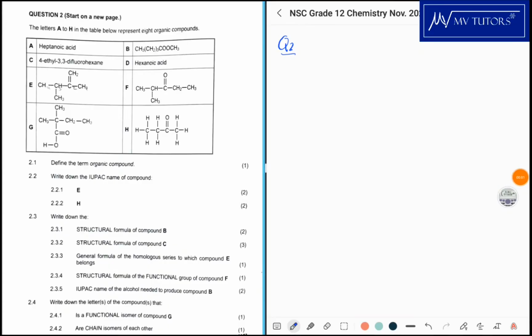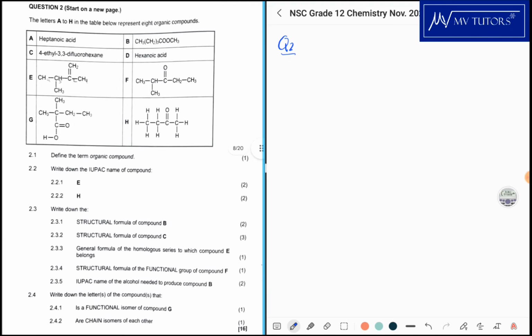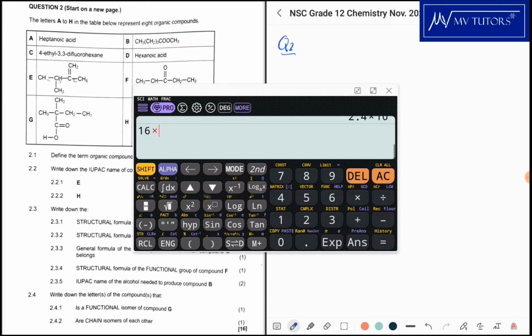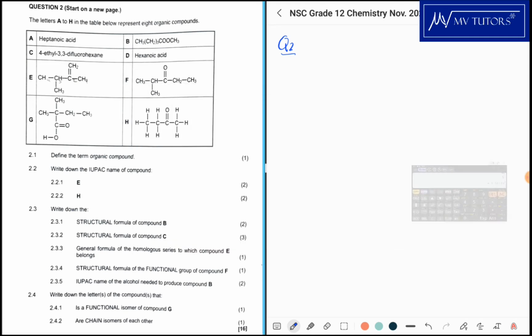Question 2. So we are busy with organic chemistry. And the letters A to H in the table below represent 8 organic compounds. All right, so you know me, I like doing this question differently. This time it's not worth a lot of marks. It's just 16 marks. So I'm going to go through A to H and see if I can simplify the information for myself so that this question goes by quickly. So this is 16 marks. So how much time should I be spending on it? 19 minutes. Let's see if we can do it in 19 minutes.